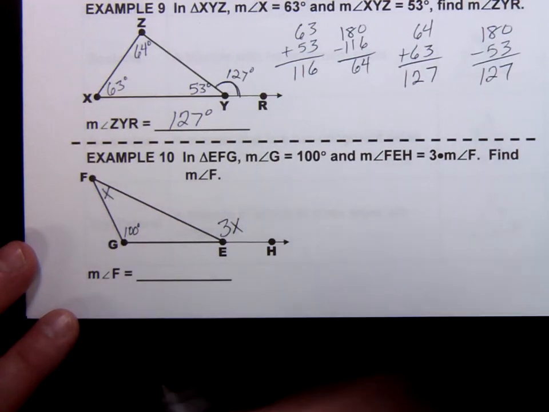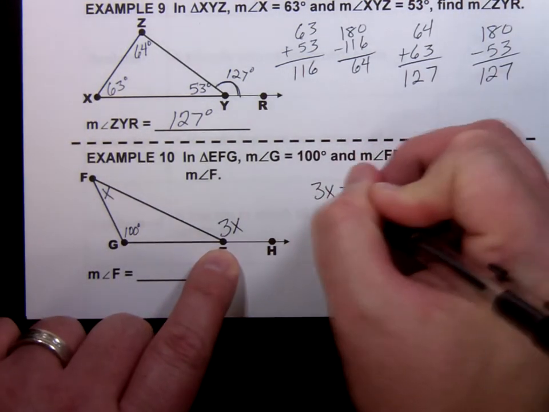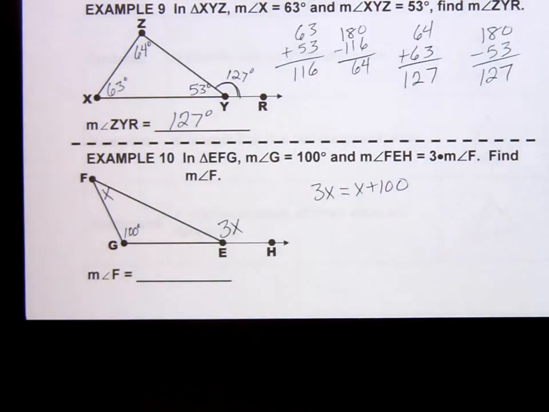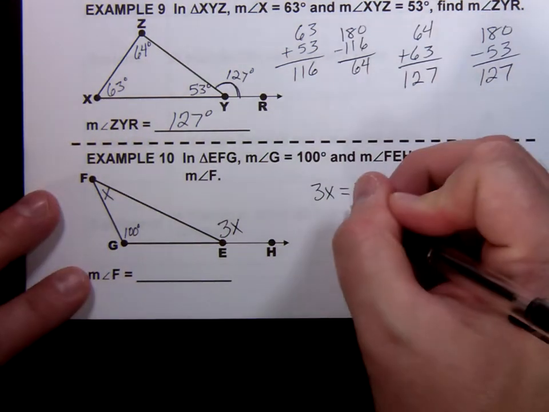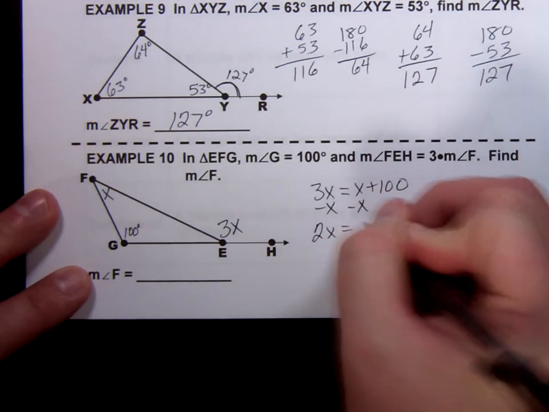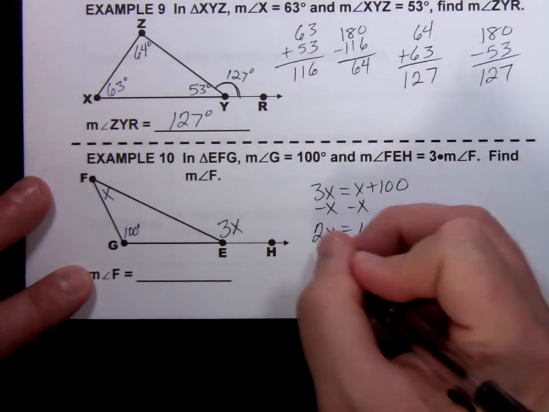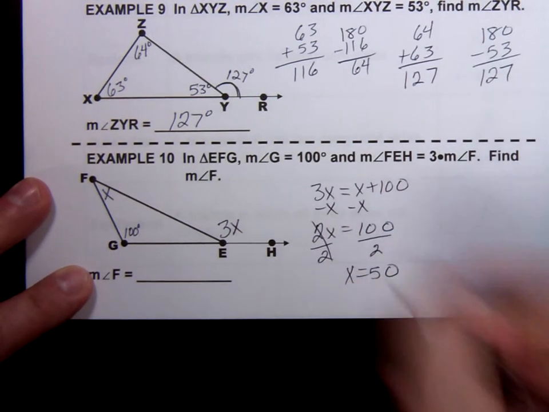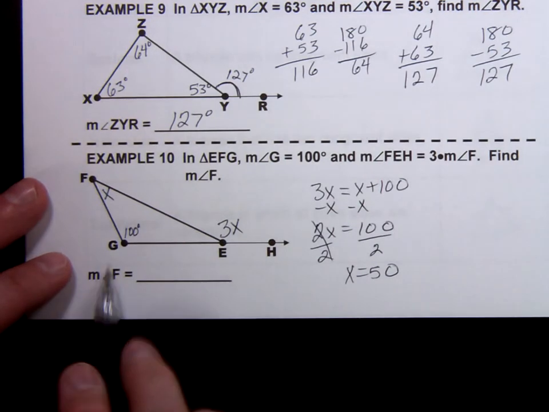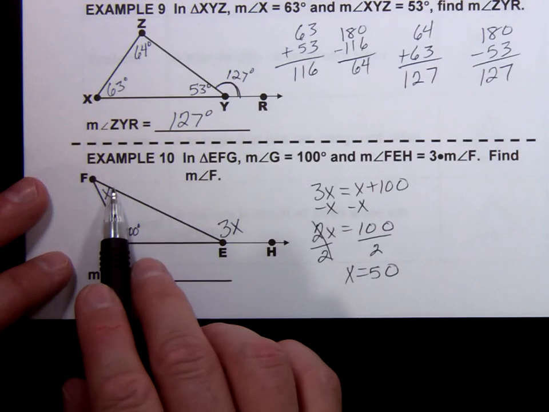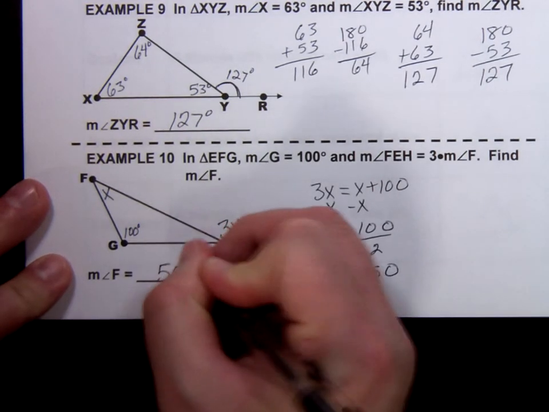So the exterior angle is equal to the sum of the 2 remote interior angles. It gives us this equation right here. And now we're solving for X. I don't want X on both sides, so I'm going to subtract to get rid of it. And then I got to divide off the 2 to get X all by itself. And our goal is to find the measure of angle F. Since X is 50 and X was representing the measure of angle F, we substitute that in there. The measure of angle F is 50 degrees.